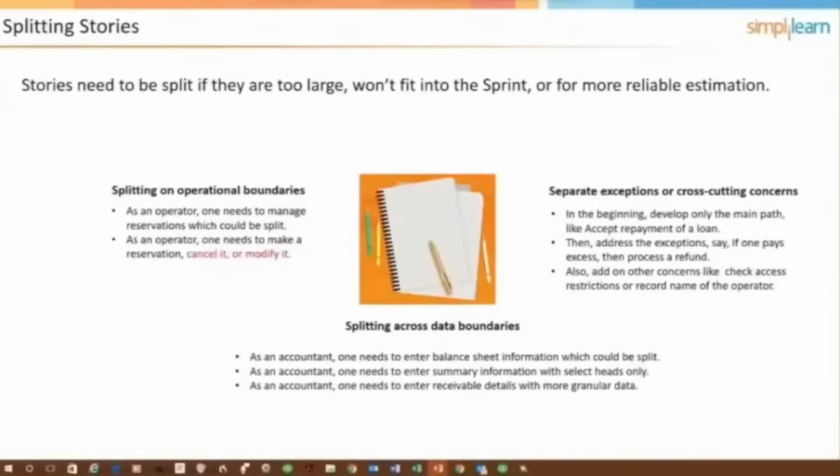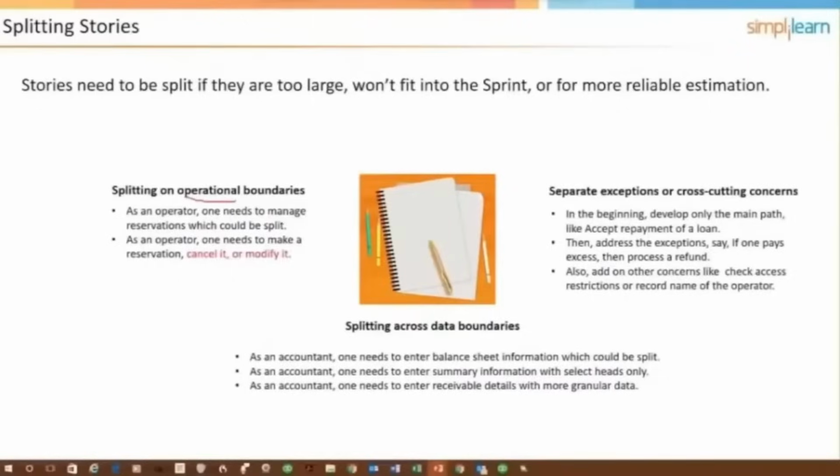If you have a story that is too large to be completed in a sprint, it's going to have to be subdivided, or we call it disaggregation, into smaller user stories. And there are 3 ways that we're proposing here that you could go about doing that. You could split it based on operational boundaries. For example, as an operator, one needs to manage reservations, which could be split. For example, there could be one portion that has to do with making a reservation, another one that has to do with modifying it, and yet another one that has to do with canceling it. So that could be split into, in this construct here, 3 separate user stories.